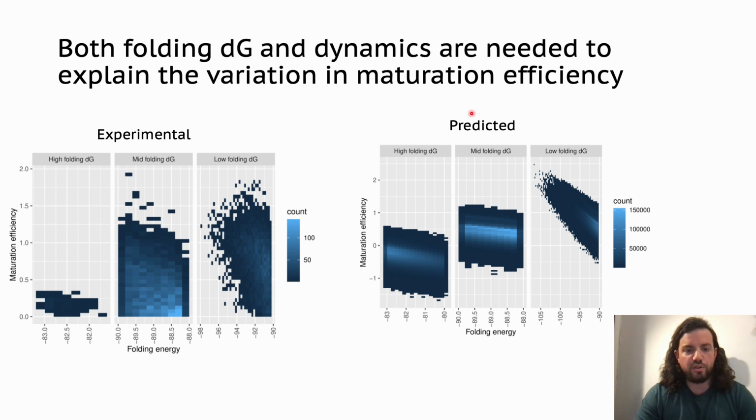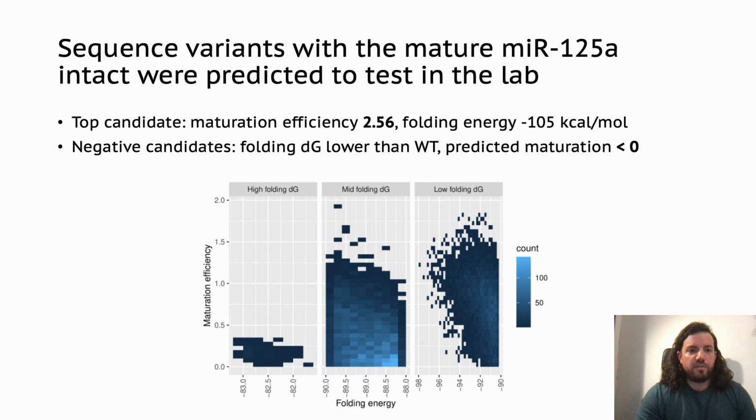And the same is true for the predicted maturation efficiencies, but of course it's a linear model, so we see this linear tendency in energy, but there is still a high variability that is due to the dynamical signature effect. And so sequence variants were predicted, which keep the mature sequence of miR-125A, so we can then easily measure them in the lab. And our top candidate has a maturation efficiency of 2.56, so higher than anything that was measured experimentally. The folding energy is really low, minus 105.